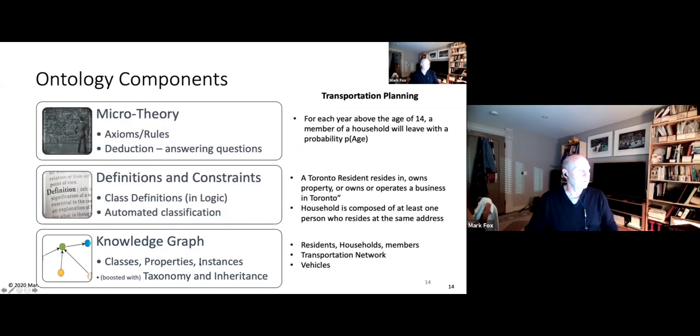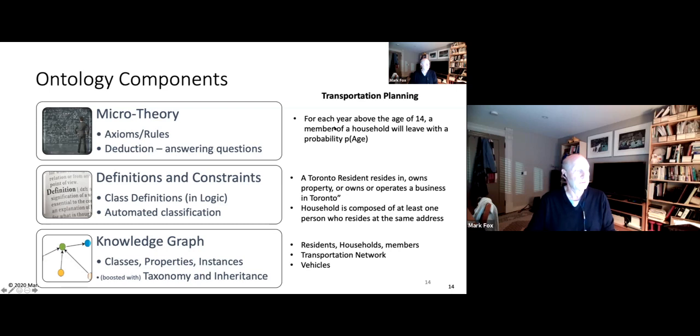So on this screen, I showed you what my view of the components of an ontology are, which has a knowledge graph at the bottom end, which is just a graph structure without any definitions. It just uses names for classes and properties. Next level was the use of description logic or logic to define the classes and properties in the knowledge graph. And then the third level is the micro theory, which is a set of rules or axioms that can be used to perform deduction, answer questions, etc.